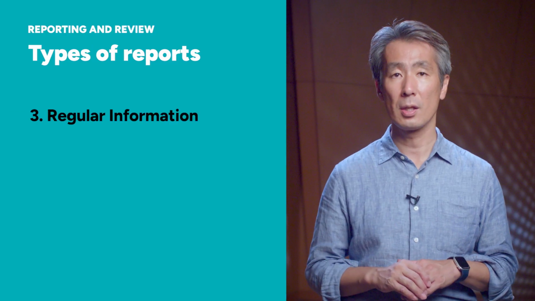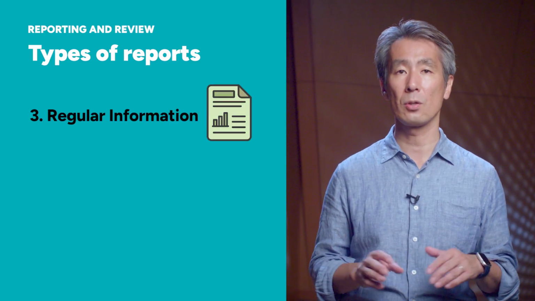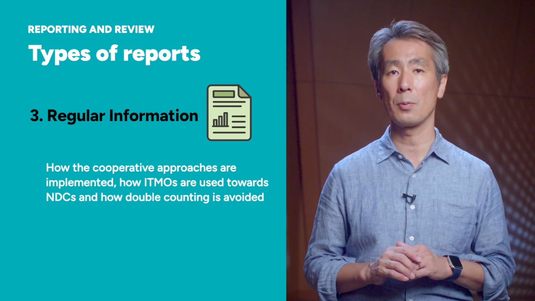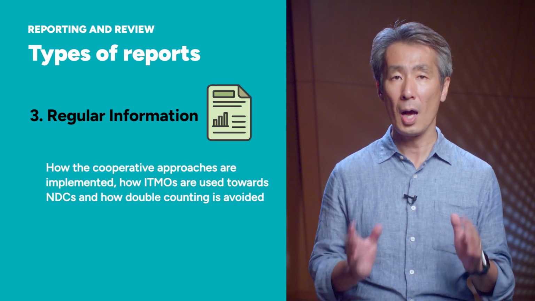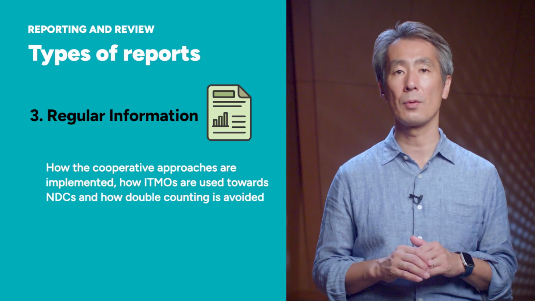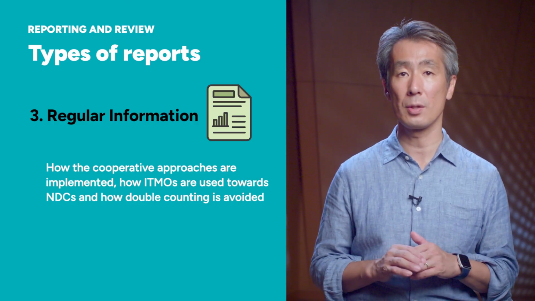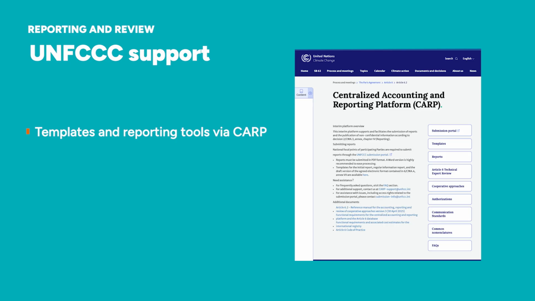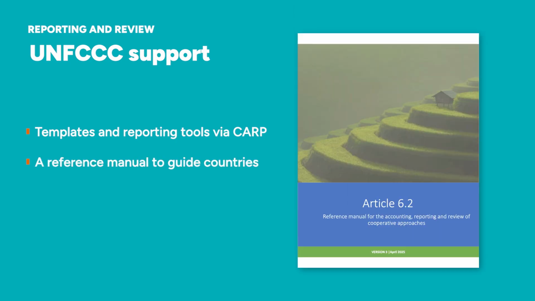Number three, the regular information, as part of the biannual transparency report, shows how the cooperative approaches are implemented, how ITMOs are used towards NDCs, and how double counting is avoided by submitting to the UNFCCC at the end of every 2 years. To support this, the UNFCCC provides templates and reporting tools via CARP, and a reference manual to guide countries.